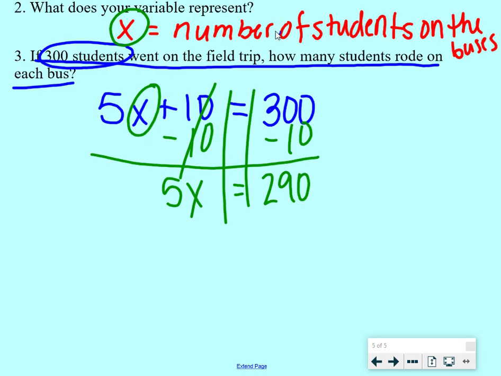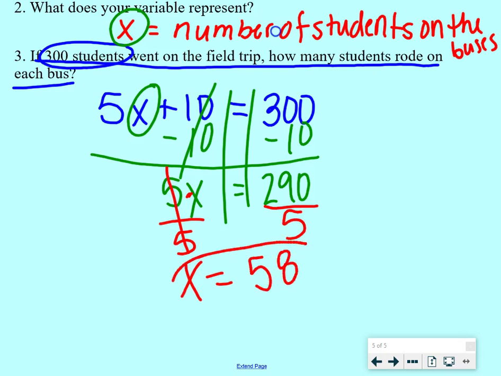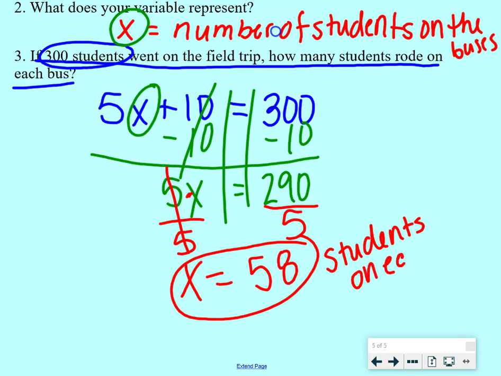Last step, undo multiplication and division. We have multiplication. Let's undo that with a divide by 5 on both sides. We get x equals 290 divided by 5 would be 58. That means that there would be 58 students on each bus. So there'd be 58 on bus 1, 58 on bus 2, 58 on bus 3, 58 on bus 4, and 58 on bus number 5.